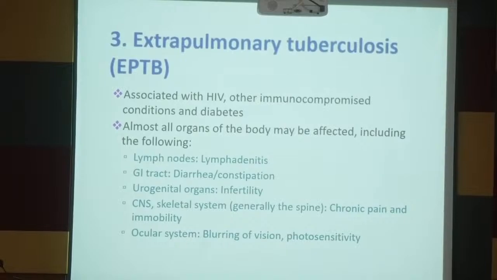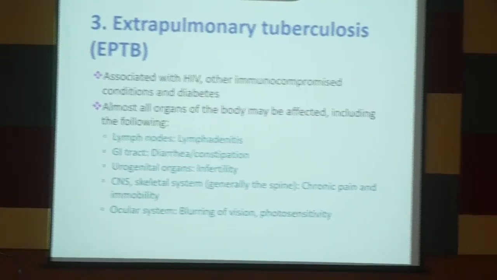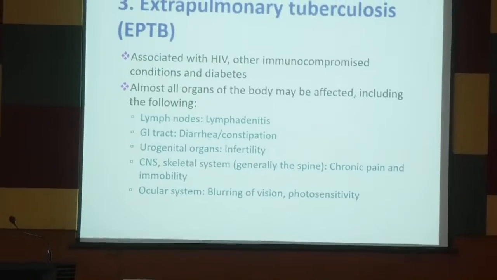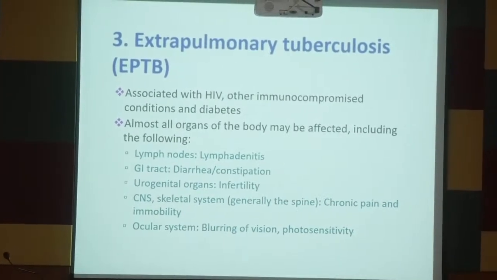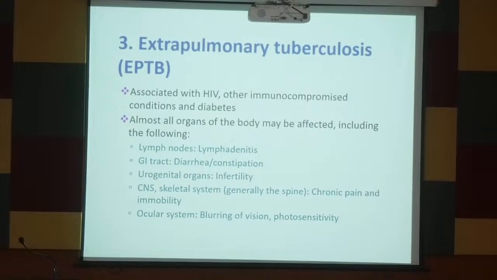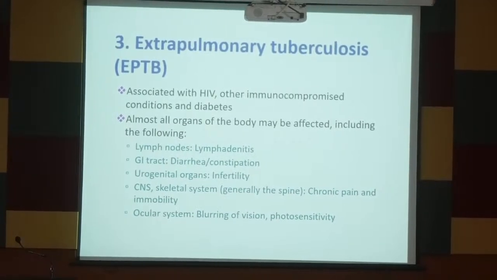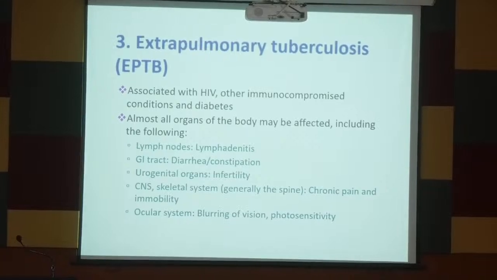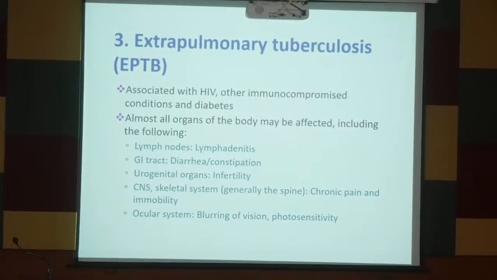Extrapulmonary. What are the extrapulmonary sites? The commonest extrapulmonary sites are lymph nodes, GI tract, and CNS. These are the other most common extrapulmonary sites of involvement. TB can involve any part of the body. So anything, bone, spinal cord, meaning the vertebral canal, can be involved in extrapulmonary tuberculosis.